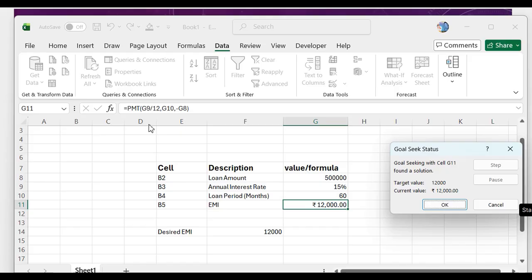So this is all about GoalSeek. The remaining topics we'll discuss in the next class.